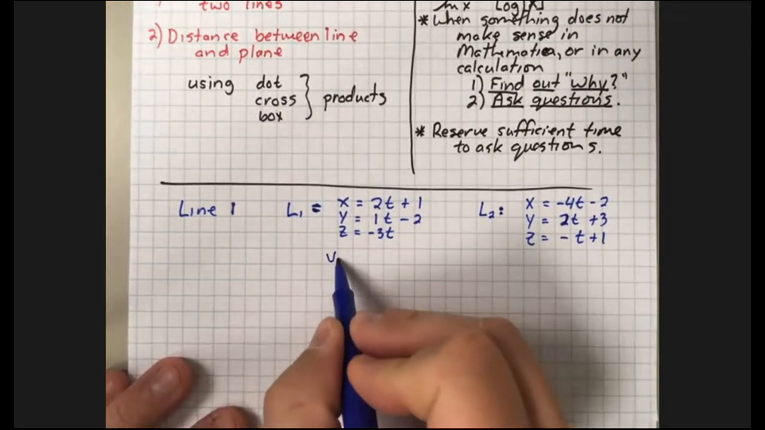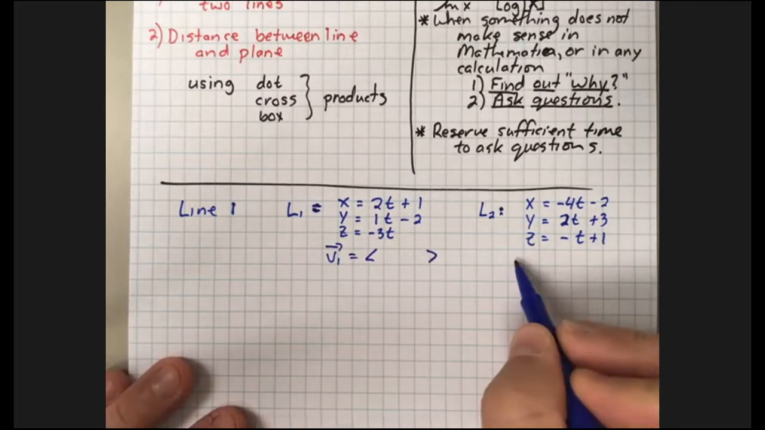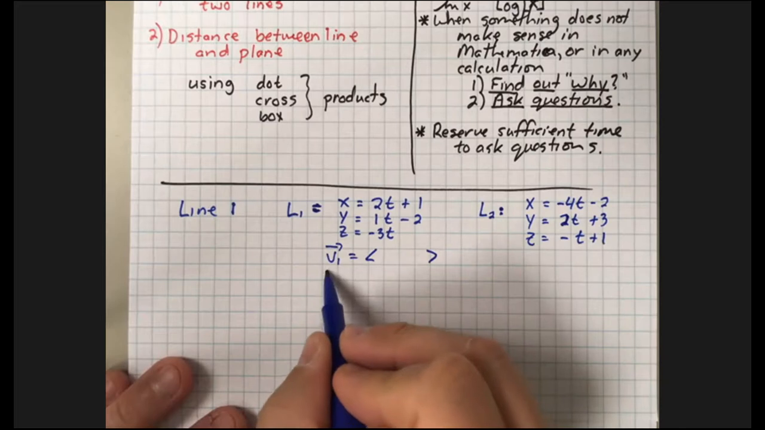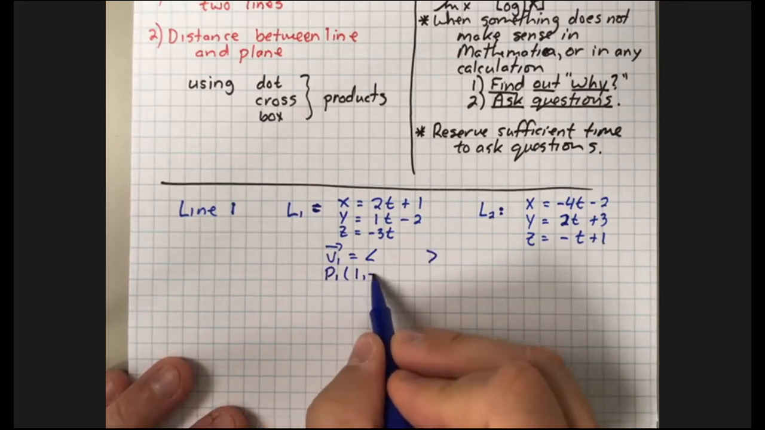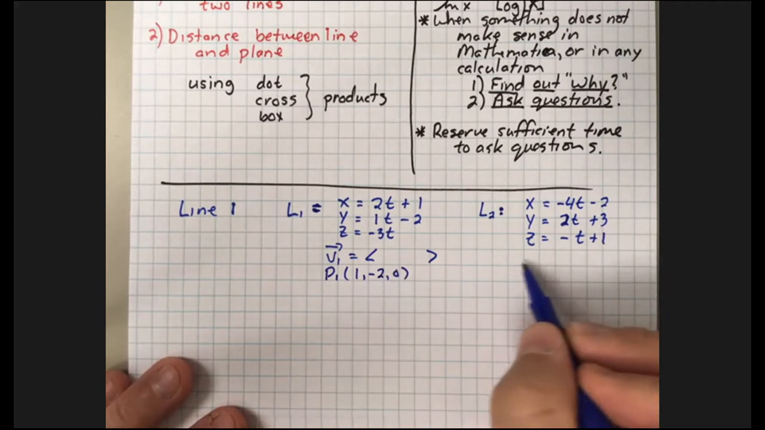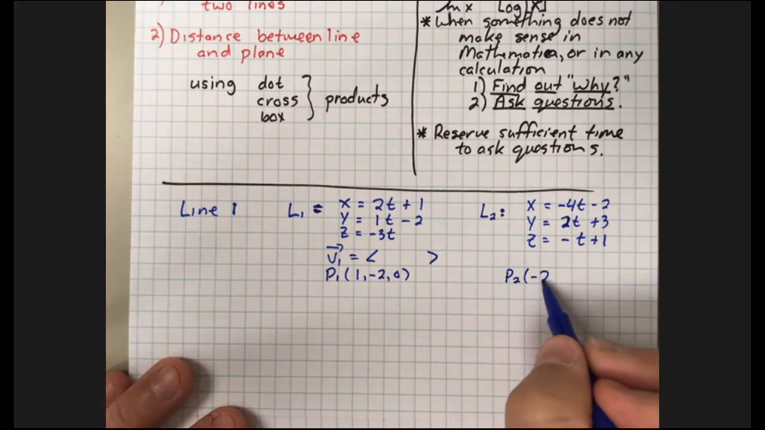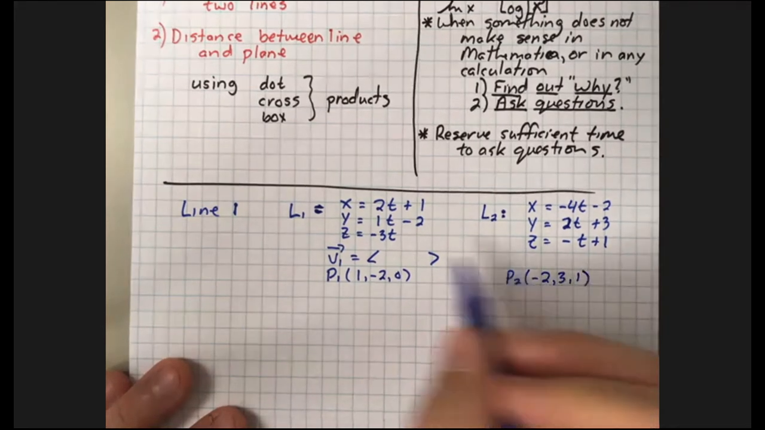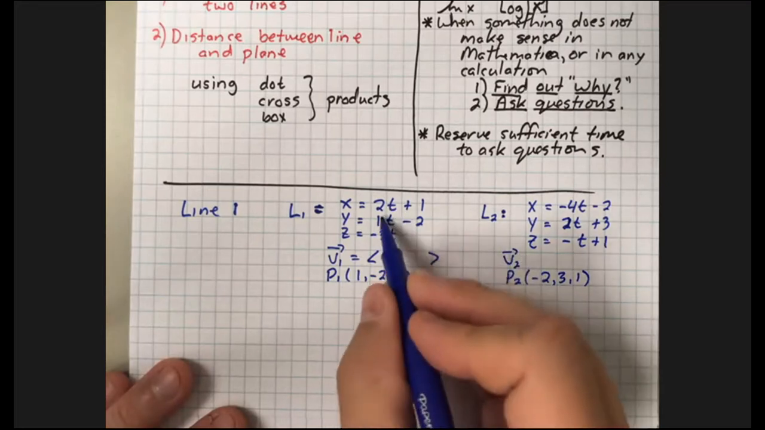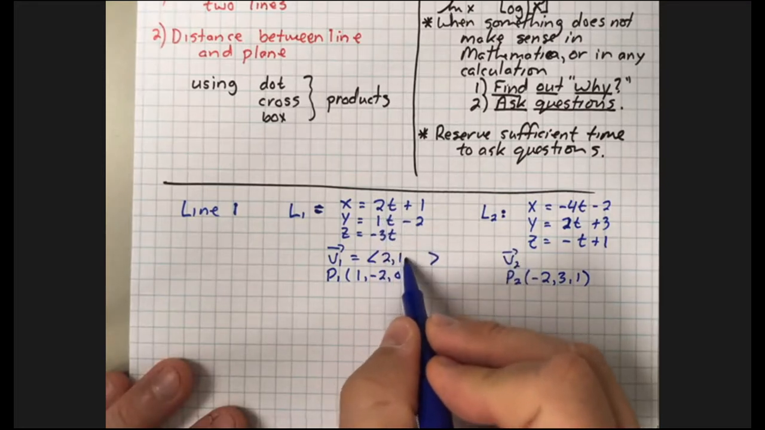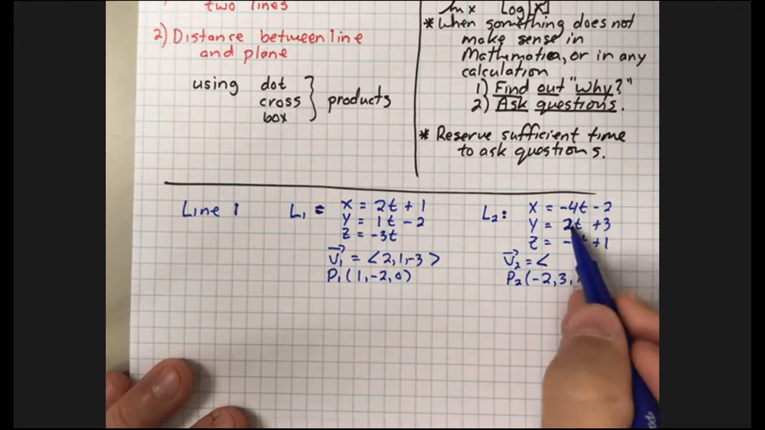Each one has a direction vector, and each one has an identifiable base point. Here the base point is 1, minus 2, 0. And here the base point is minus 2, 3, 1. The first direction vector is 2, 1, minus 3. And the second direction vector is minus 4, 2, minus 1.